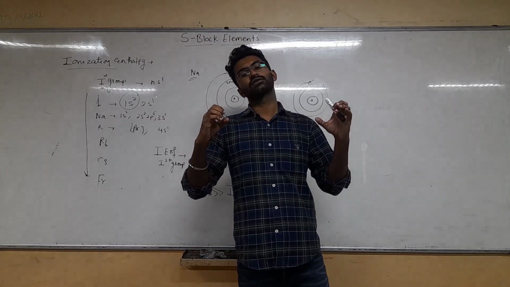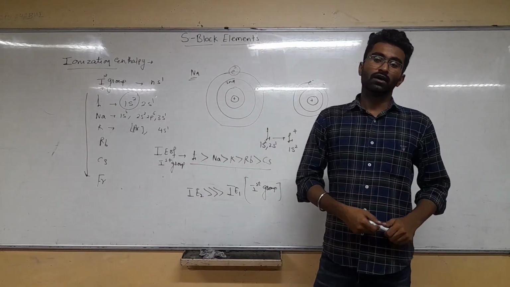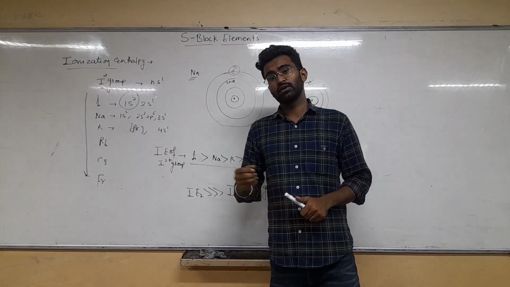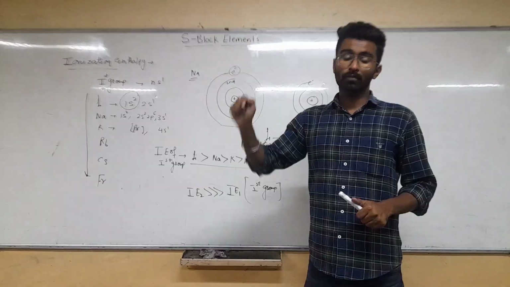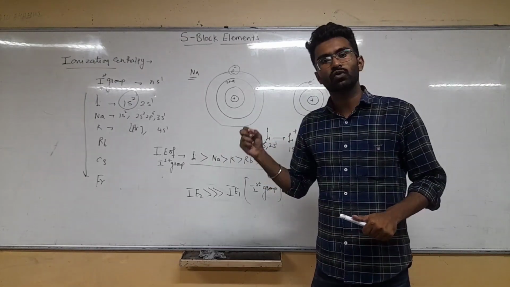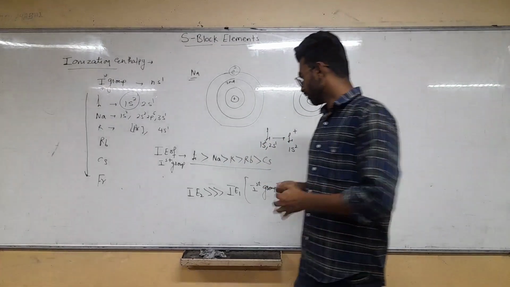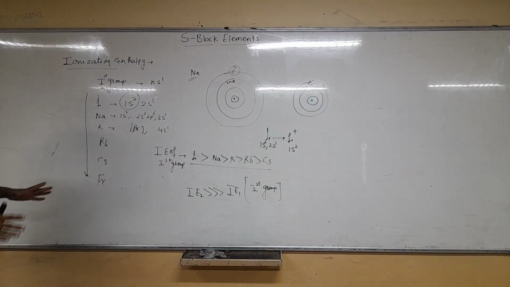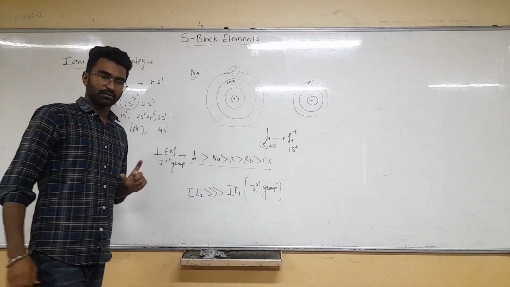The first is 600 and the second is 6000. So we can imagine that such a huge difference can only exist in the first group elements. Thus we can determine which element the question is talking about. Okay, so this is about the ionization enthalpy of the first group elements.